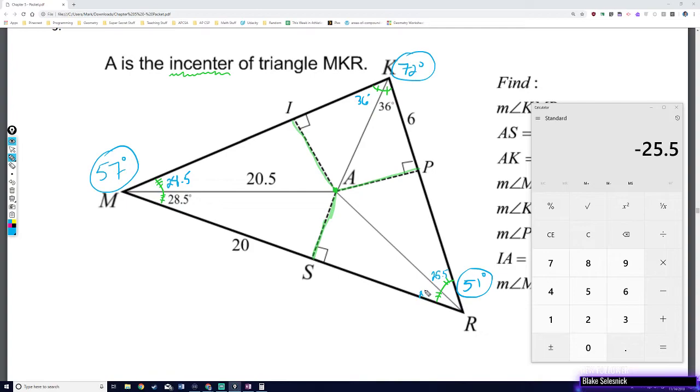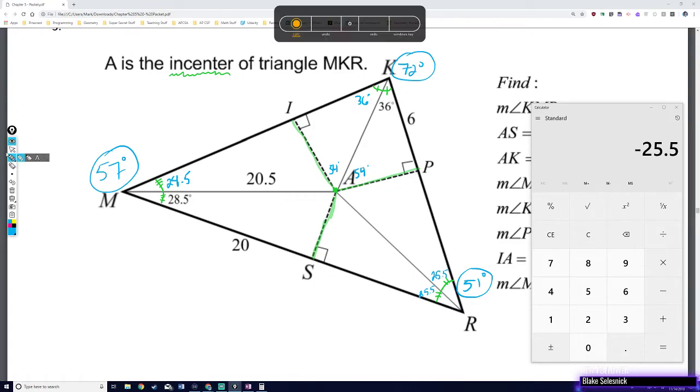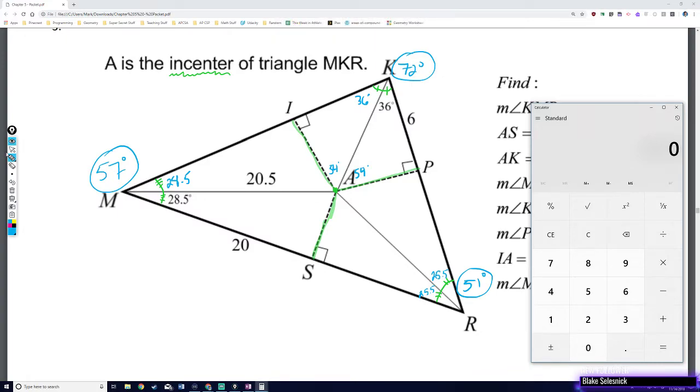Again, I am not even concerning myself with what I'm trying to find yet. I'm just finding everything that I can. So if that's 36 and that's 90, then that's going to be 54 degrees there. This is 28.5, so I could do 90 minus 28.5, and we know that this is 61.5 degrees. And 90 minus 25.5 gives us 64.5.